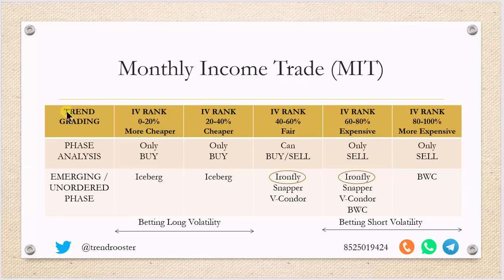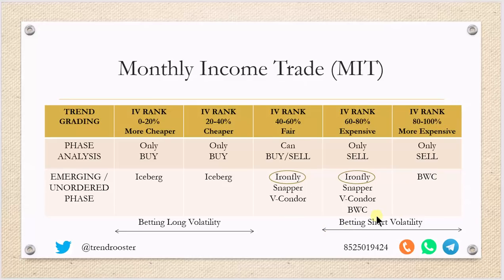After the trend says okay, we move to the next grading, which is IV grading. For IV grading we use IV rank or IV percentile. If IV rank is 0 to 20, then we deploy Iceberg, and 0 to 40 is essential for Iceberg only. In a fair or neutral IV environment, we deploy Ironfly, Snapper, or weak condor. If it's expensive, with IV rank 60 to 80, we deploy Ironfly, Snapper, weak condor, or broken wing condor. If IV rank is more expensive, 80 to 100 percent, we deploy only broken wing condor.